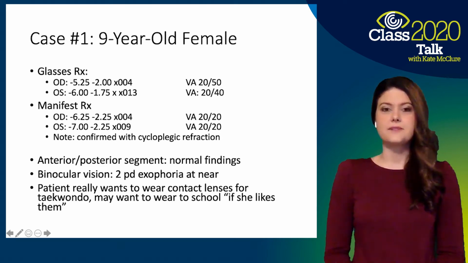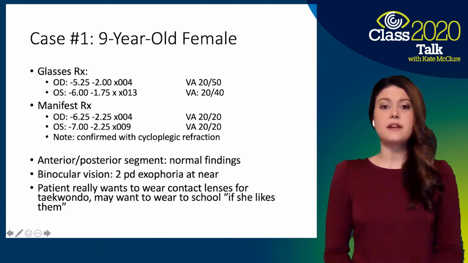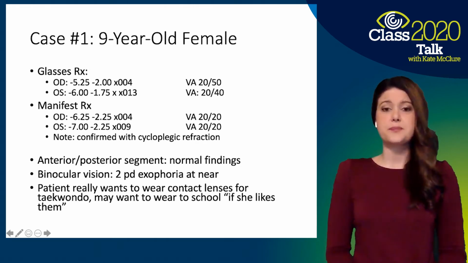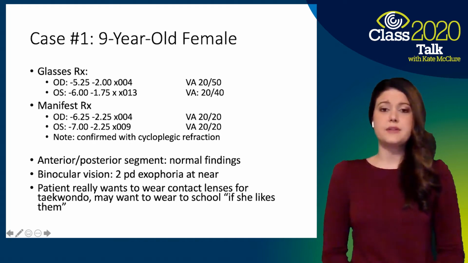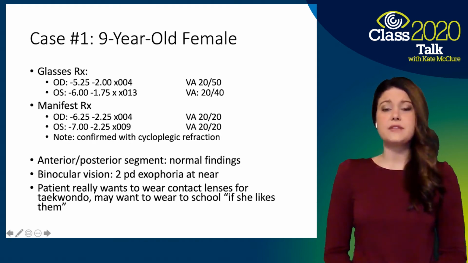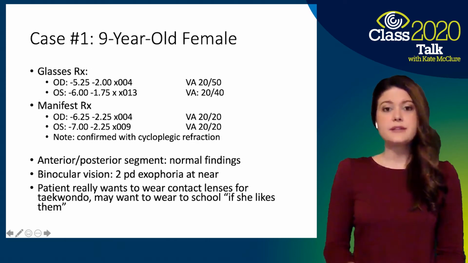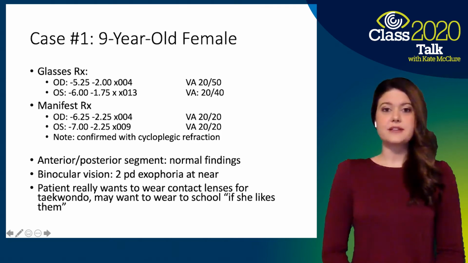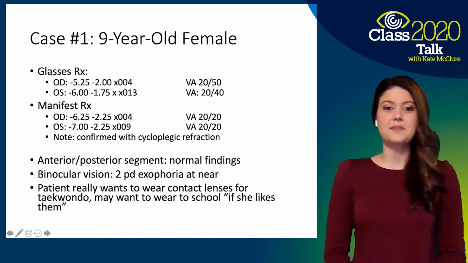Our first case here is a 9-year-old female. And she comes in wearing glasses, and we can see she's already highly myopic with some astigmatism. Her entering acuities are reduced. She's 20/50 in the right, 20/40 in the left. Now, I did a refraction and found a significant change in her prescription. She's progressed about a diopter in each eye with some change in her astigmatism. She does easily correct to 20/20 in the right and the left eye.